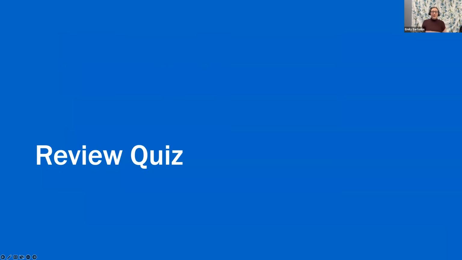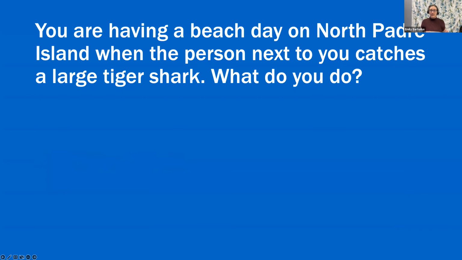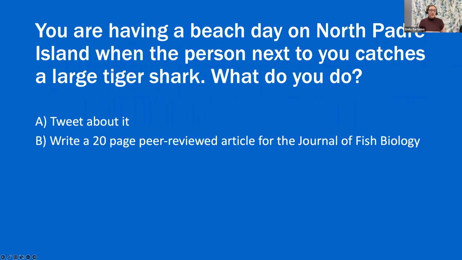And so now that we've walked through this with our example of Grumpy Cat, I want to give you an opportunity to practice this on your own. So we do have a few polls for you to check your understanding. So question number 1, you're having a beach day on North Padre Island when the person next to you catches a large tiger shark. What do you do? Do you A, tweet about it, or B, do you write a 20-page peer-reviewed article on the Journal of Fish Biology? We'll launch the poll right now.